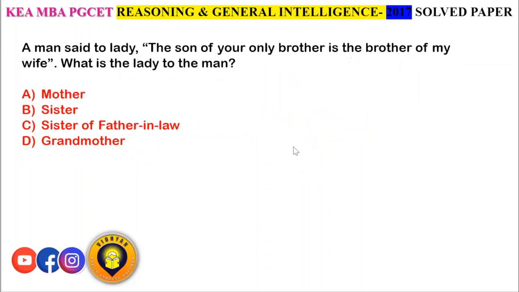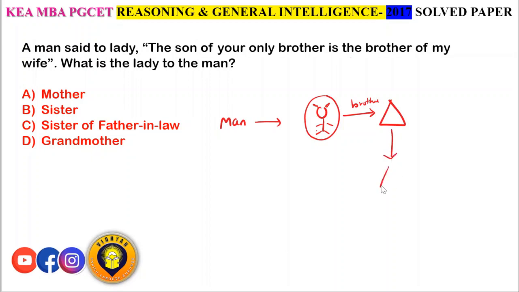A man said to lady, the son of your only brother is the brother of my wife. See, the man said to the lady that the son of your only brother, so she is the lady, son of your only brother means her brother's son. And this brother is the brother of my wife.